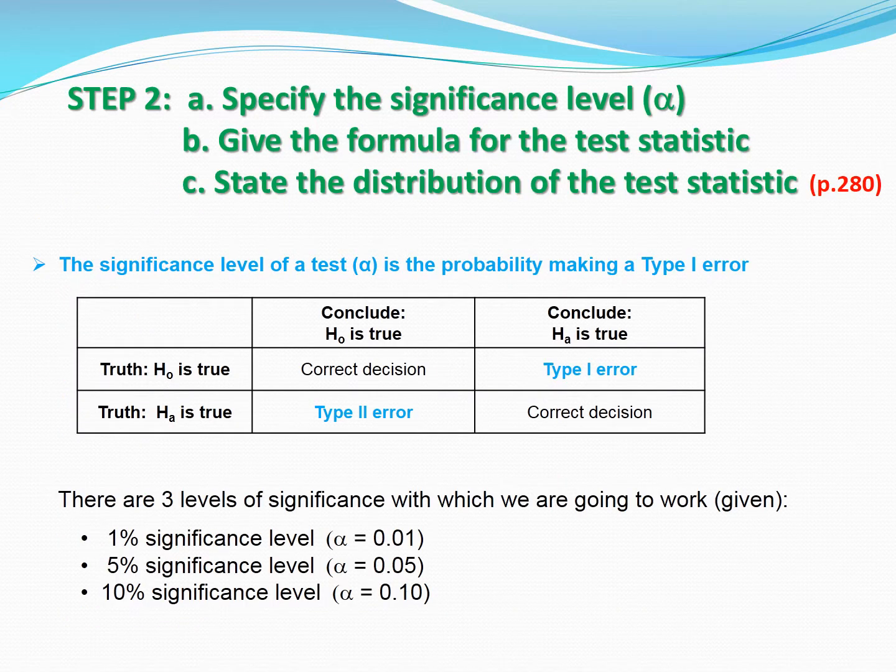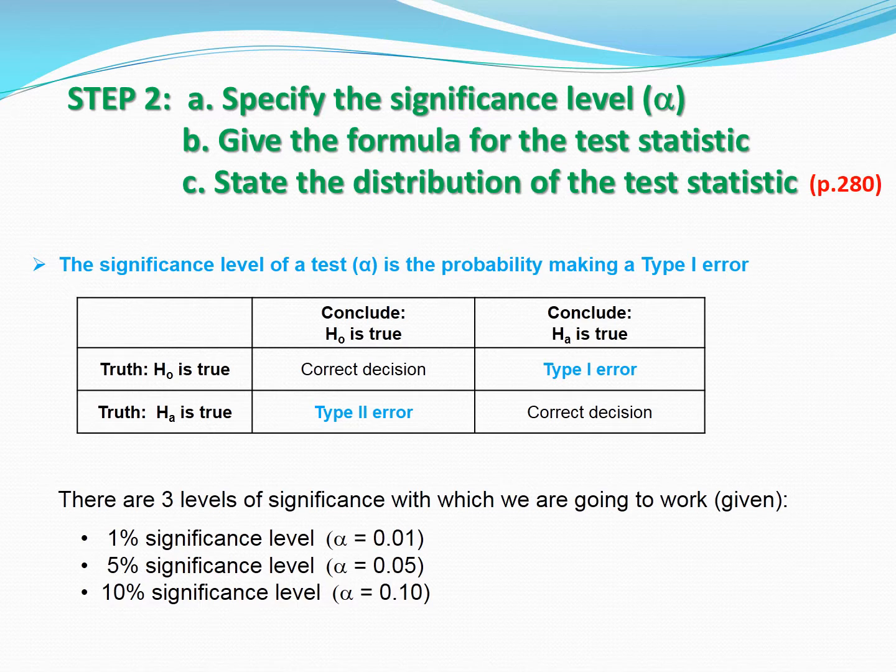In step 2, we specify the significance level, which is denoted by alpha, and we also give the formula of the test statistic and the distribution of the test statistic. Now, the significance level is the probability of making a type 1 error. The probability of making a type 2 error is indicated by beta, but we only concentrate on type 1 errors in this module, so type 2 errors will be discussed in more advanced statistical courses.